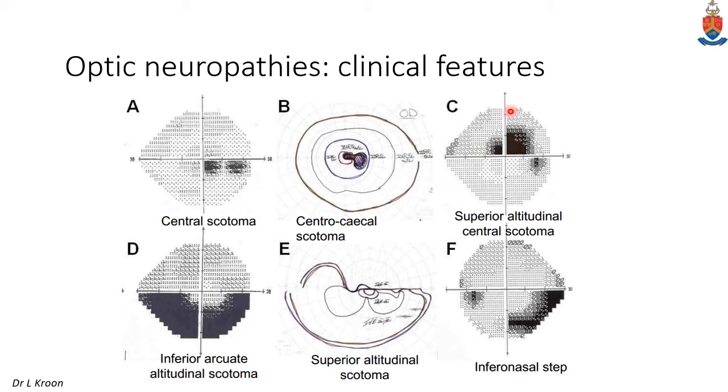And C here is a Humphrey visual field, or computerized visual field, demonstrating a superior altitudinal central scotoma. That is a central defect, but it is just superiorly. D here is an inferior arcuate altitudinal scotoma emanating from the blind spot and extending inferiorly. Here's an example of a Goldmann showing a superior altitudinal scotoma, where the individual can't see superiorly, but they can see inferiorly. And this is an example of an inferonasal step here in picture F on a computerized visual field. So these are all visual field abnormalities that can be seen in optic nerve disease.